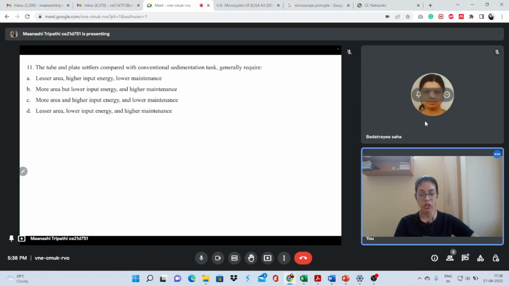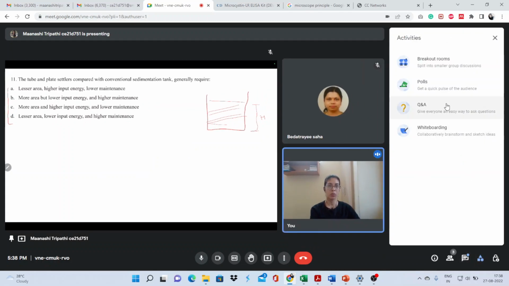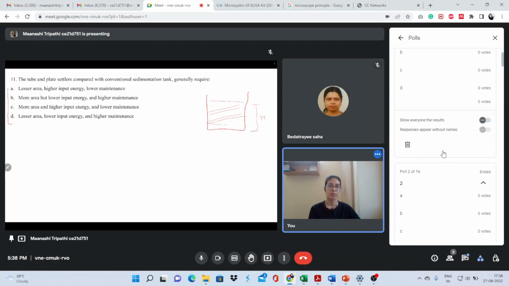Question number 11. The tube and plate settlers, compared with a conventional sedimentation tank, generally require. So this is our sedimentation tank. We will use plate settlers like this. This is the whole height. We will put tube settlers. Sometimes we put them straight, sometimes at some angle, just to increase the surface area. So what from this list do we need? One of them is correct. I'll launch the polls for it.